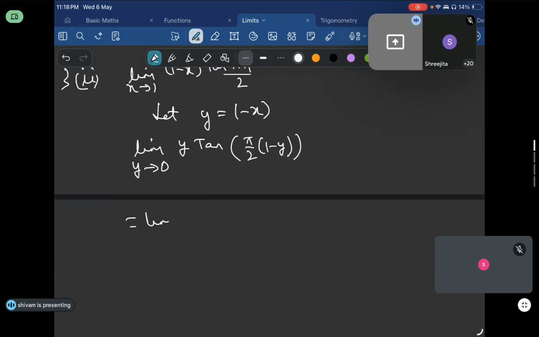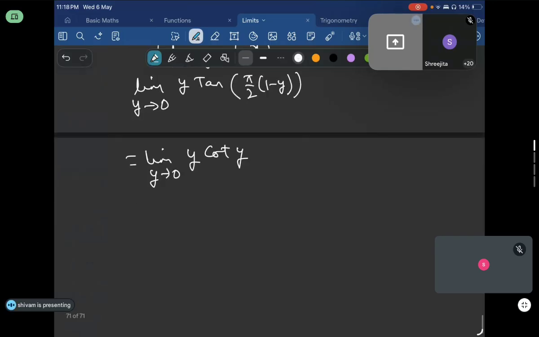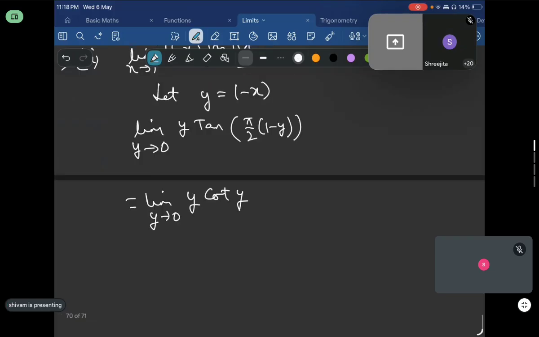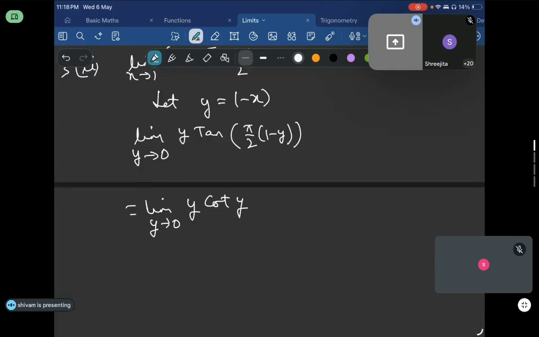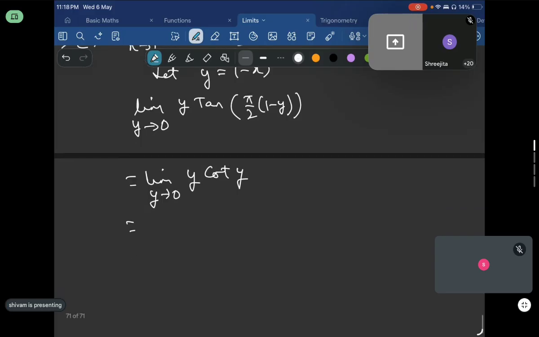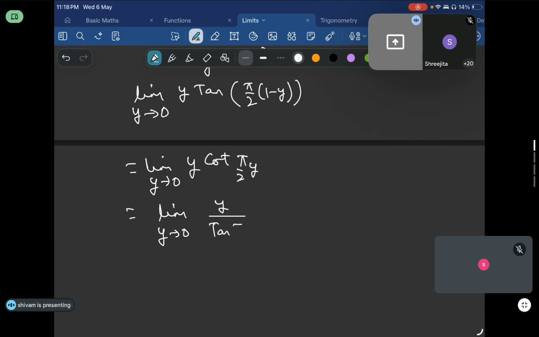Next, this will become limit y tends to 0, y into tan of pi by 2 minus pi by 2y. That is cot of pi by 2y. So I've got limit y tends to 0, y cot of pi by 2y, which is y upon tan of pi by 2y.